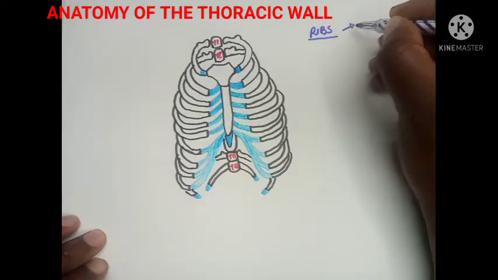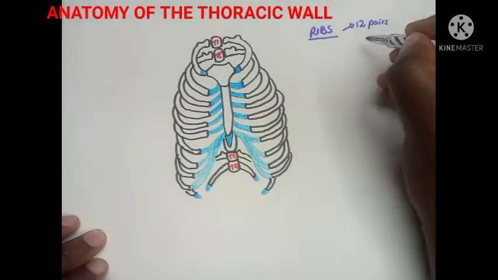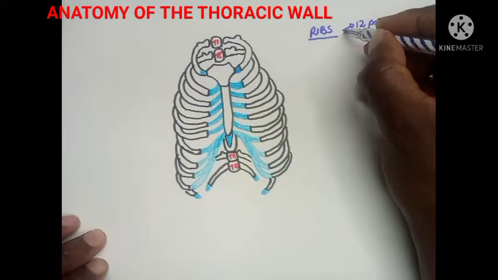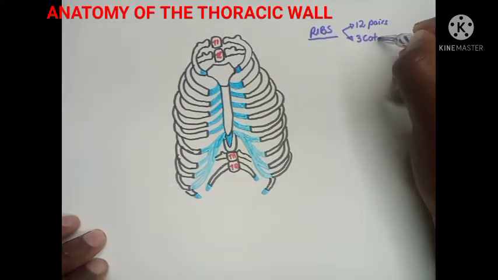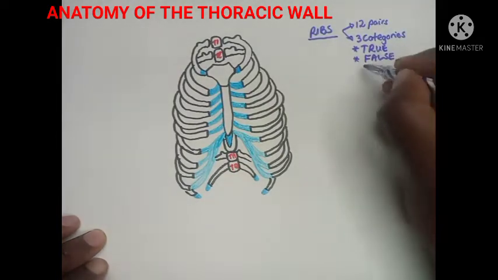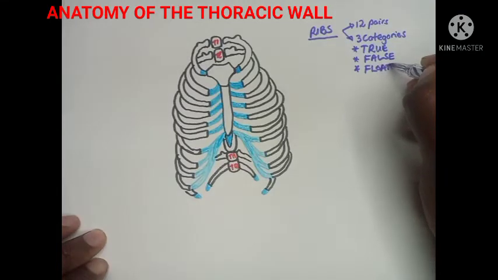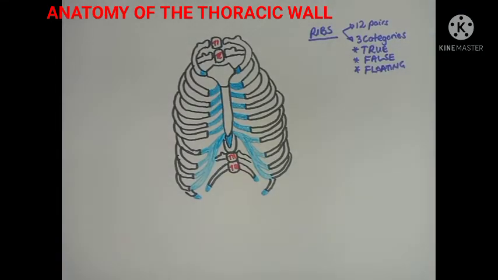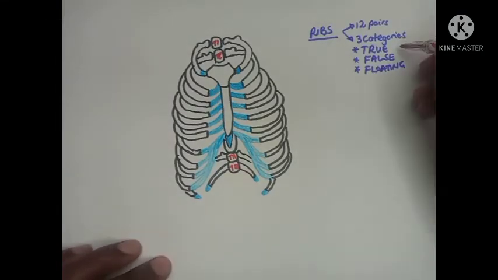We have got 12 pairs of ribs, and we need to know how to categorize them. So we've got 3 categories of ribs. The first one, we've got true ribs, we've got false ribs, and we have floating ribs. And a true rib is the one that attaches to the sternum by means of costal cartilage. So we've got number 1 to number 7 being the true. Number 8, 9, and 10 are false ribs. 11 and 12 are floating.